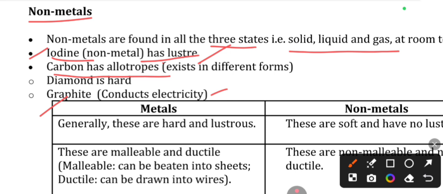Non-metals are found in gaseous state also, but diamond is the very very hardest substance of the universe you can say, and it is an allotrope of carbon.